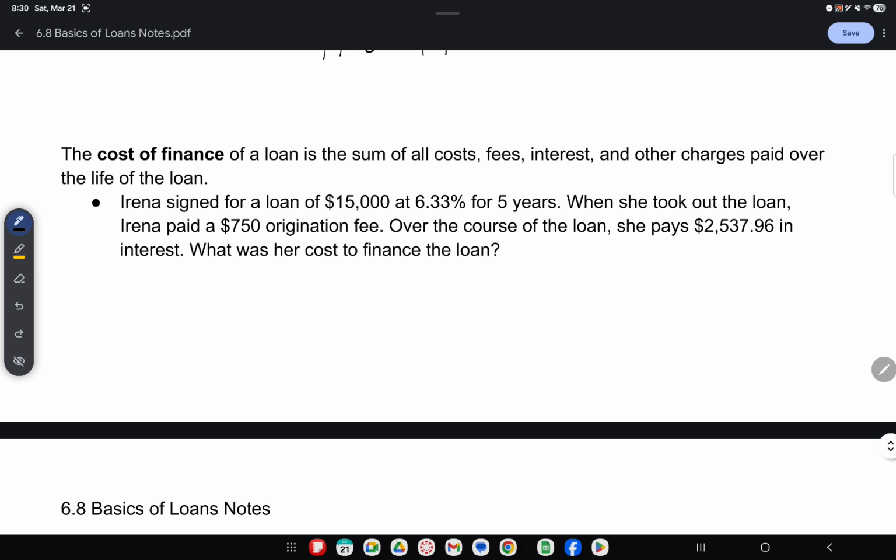So let's look at this. You're going to sign a loan for $15,000 at 6.33% for 5 years. When she took out the loan, she paid a $750 origination fee. And over the course of the loan, she pays $2,537.96 in interest. So what was the cost to finance the loan?